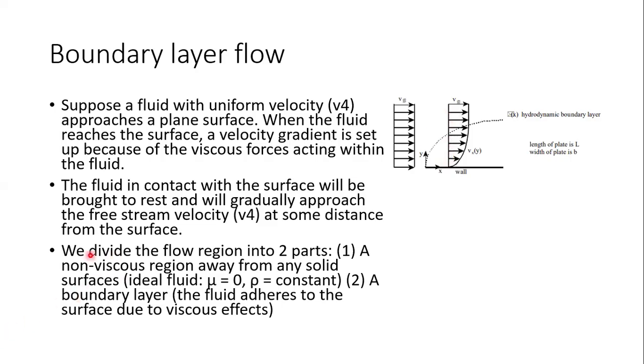Is that okay? So we said that we can divide the flow region into two parts. We can have what we call the non-viscous region. That's away from any solid surface. And that's where we have what we call our ideal fluid, or our ideal flow. So we assume that viscosity is zero and density is constant. So that's going to be this region over here, the region above the hydrodynamic boundary layer. We can call that the non-viscous region, because that region is behaving as though it didn't have a viscosity. The velocity is constant. So the viscosity is zero, the density is constant.